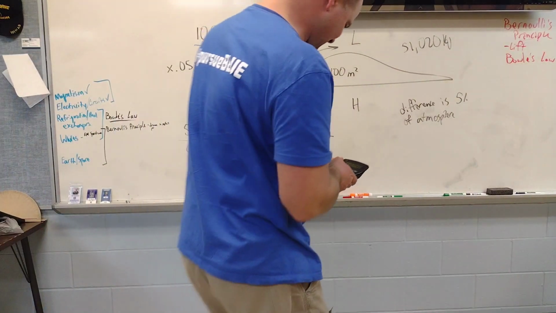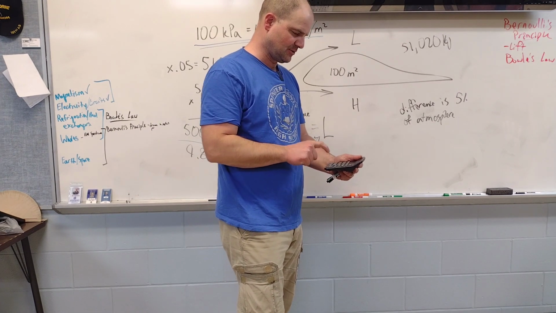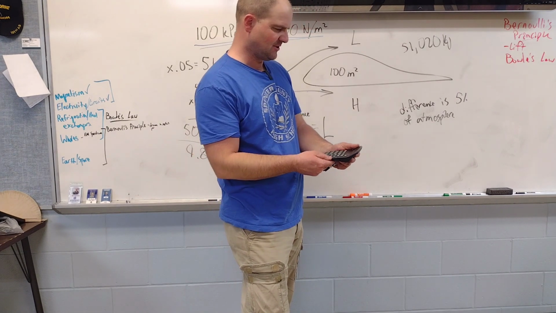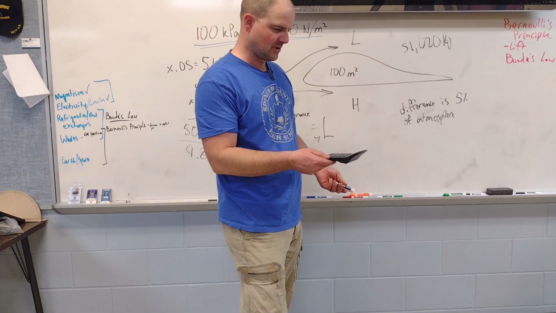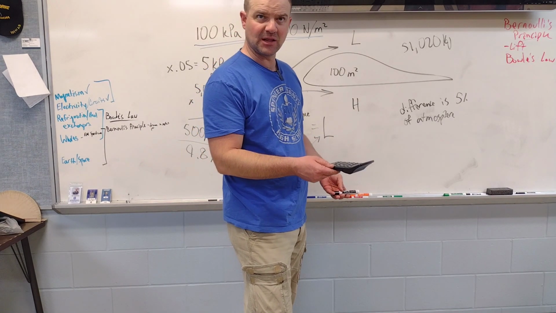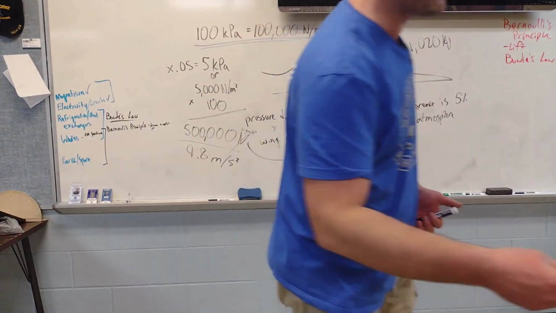So we're going to say times 2.2, and that gives us 112,000. That seems like a lot. That doesn't seem right. Let me check my math here.